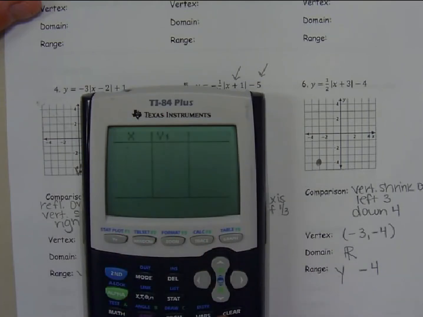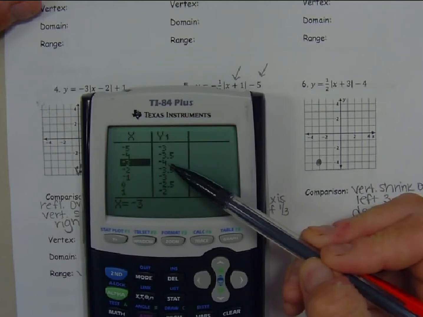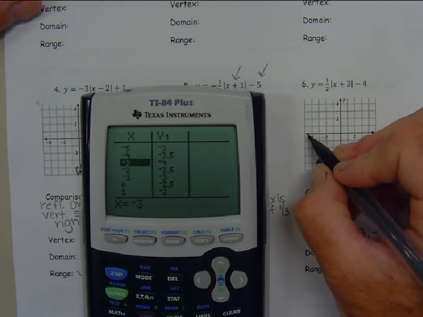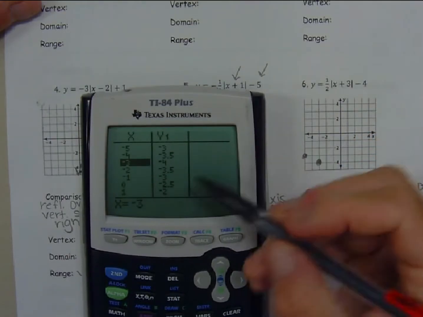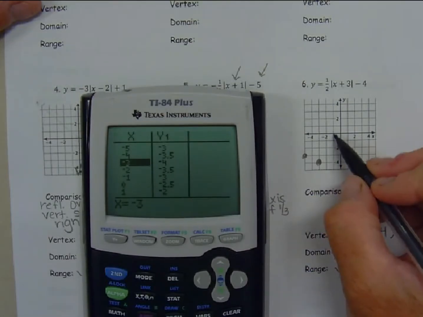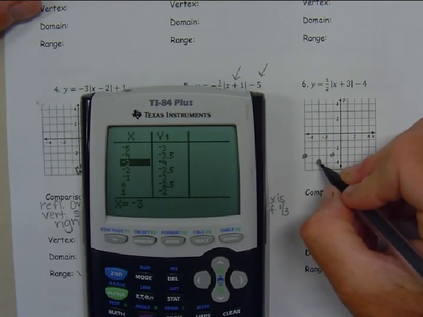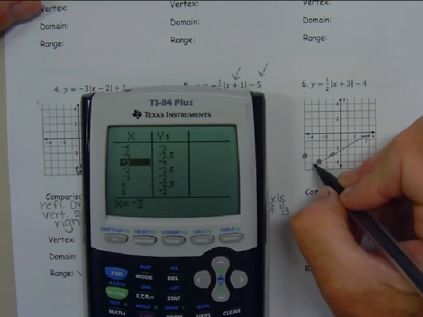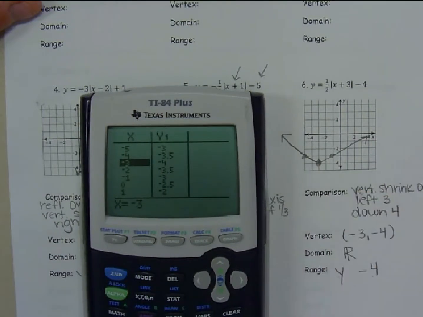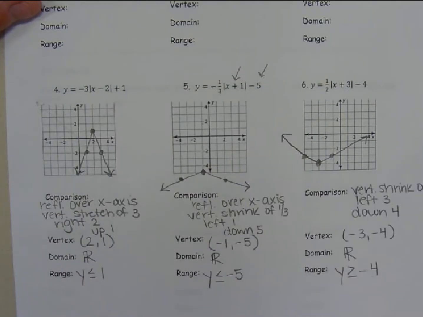If I go to my table, I find that value. I graph a point above. I'm going to pick -5, -3. Graph a point below. I'm going to pick -1, -3. I'm going to connect those arrows. I then see that it opens up, so I know that y is going to be greater than or equal to -4 for my range.